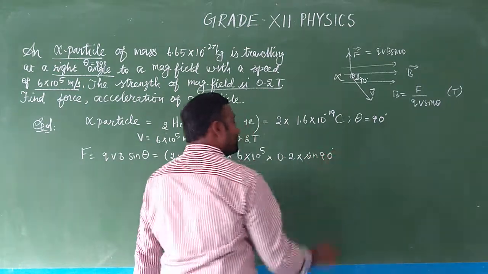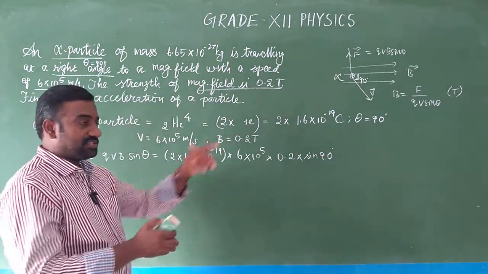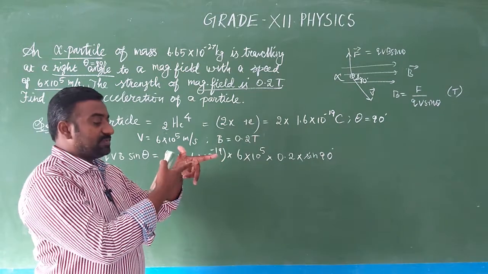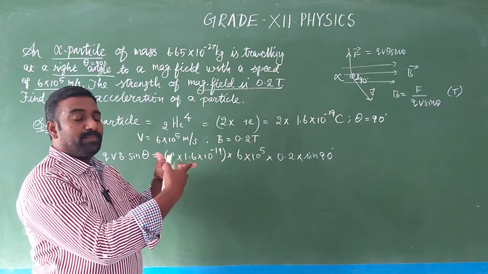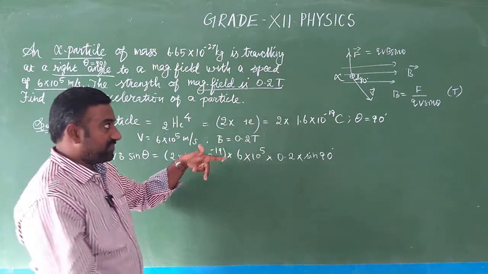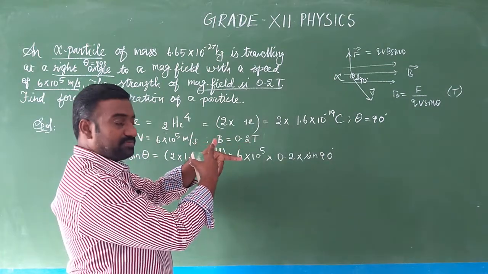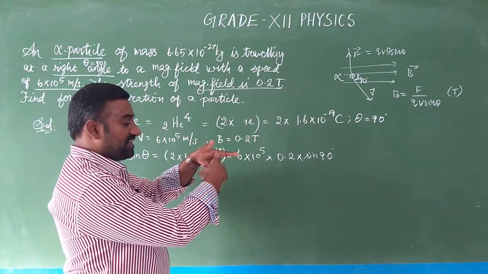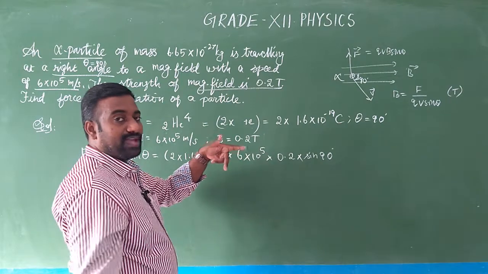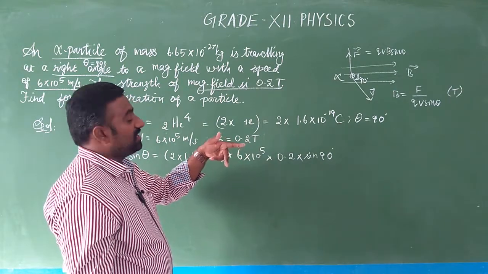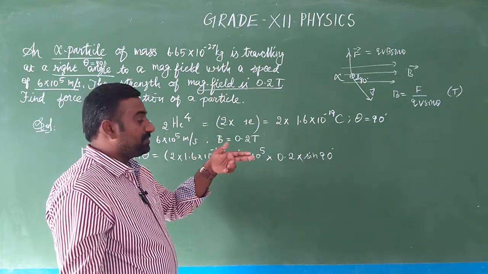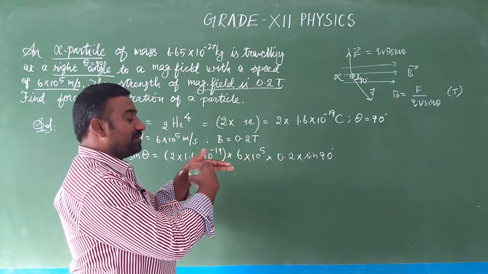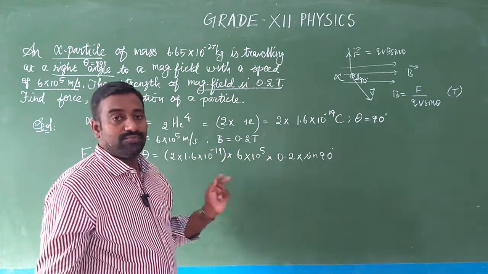Sin 90 degrees is one, because for a maximum force the particle velocity should be perpendicular to the magnetic field. Are you clear? For a maximum force, the particle velocity should be perpendicular to the magnetic field. Then only the force is maximum. If the angle is less, then the force is smaller. Suppose the particle moves along the external magnetic field, there is no force.